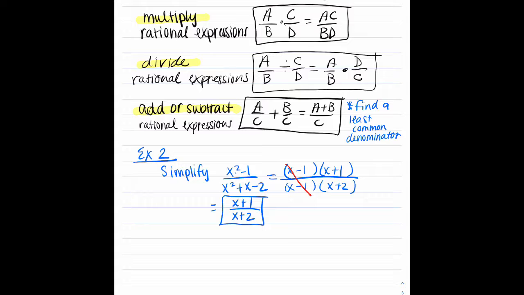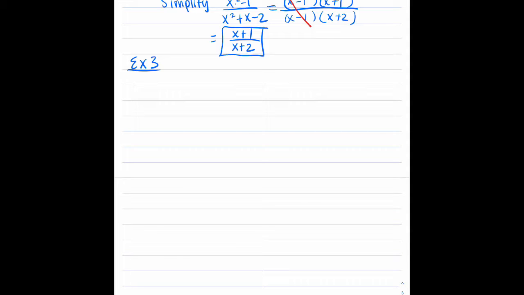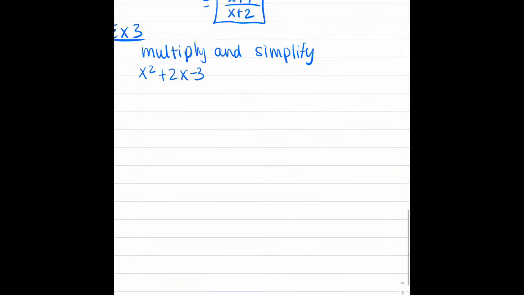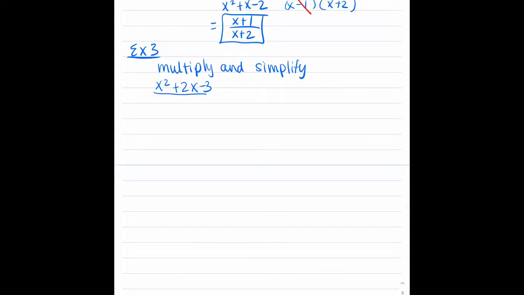Okay, the next one is multiply and simplify. So this one is giving you a hint. We're going to have to multiply. So this is a long one. It's x squared plus 2x minus 3 over x squared plus 8x plus 16 times 3x plus 12 over x minus 1.